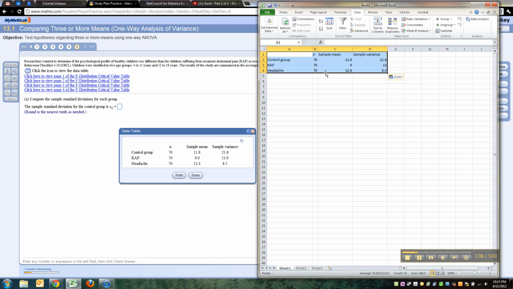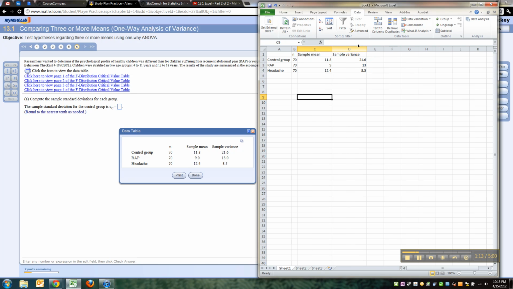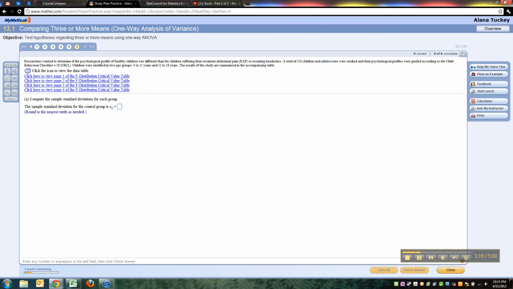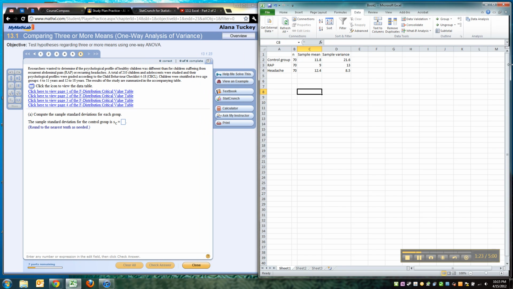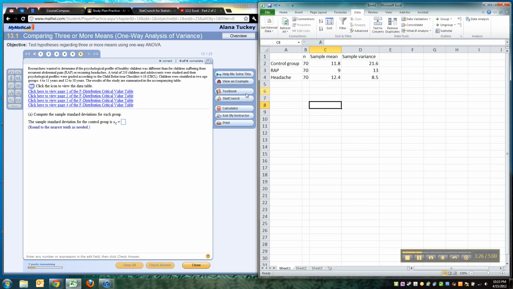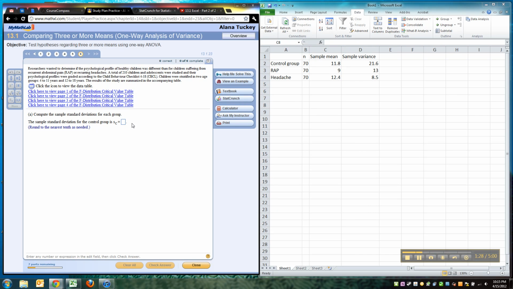Oops, I was working on a different one. So I just pasted those in. Everything's grand. Wonderful. Okay, so the first thing it wants to know is what is the standard deviation? I'm going to put these side by side here, just so you can see them both. Okay. Compute the sample standard deviation for each group.